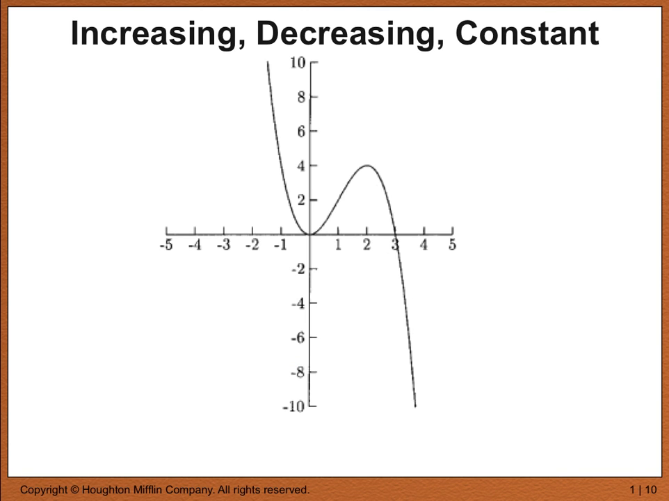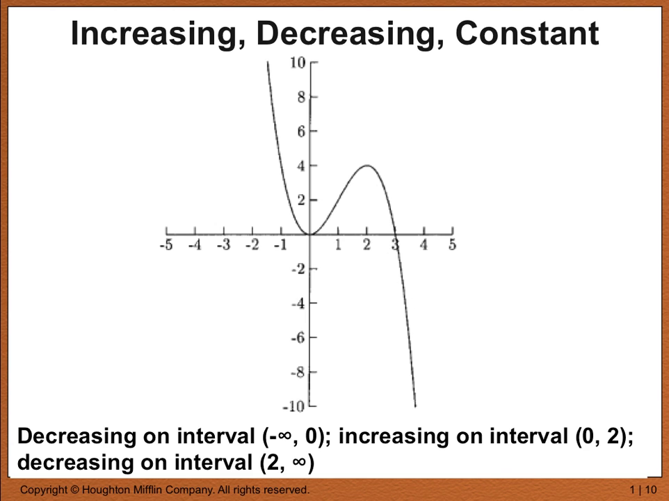One last example of increasing, decreasing, and constant. All right, so you should be able to do this on your own. Pause the video, write out the intervals for the increasing and decreasing, and then resume when you have an answer. And this should have been your answer. Decreasing on the interval from negative infinity to 0, increasing on the interval from 0 to 2, and finally decreasing on the interval from 2 to infinity.